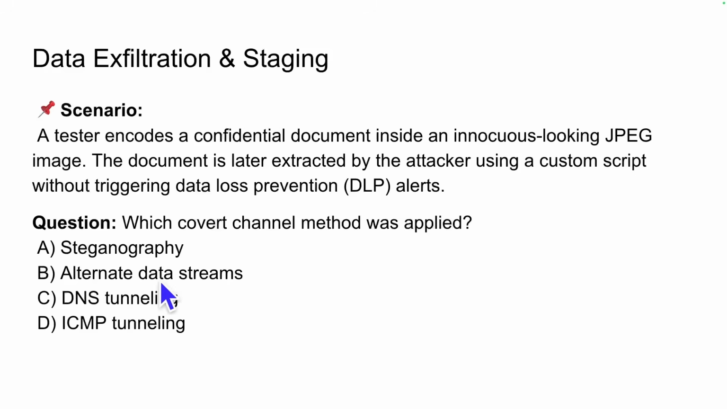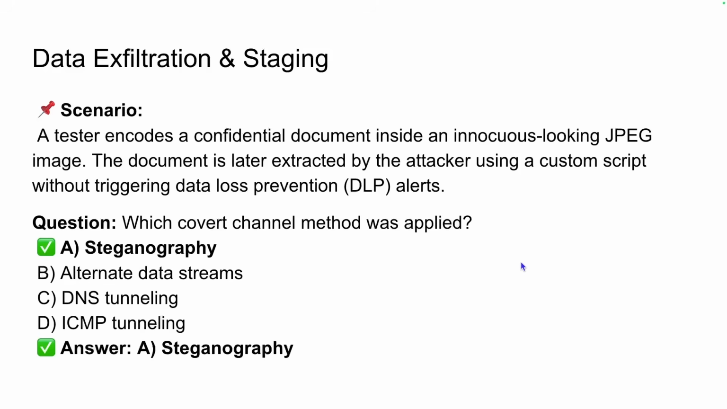Alternate data streams would be for NTFS, for the file system. And so this has to do with files, individual text files. DNS tunneling is domain name service tunneling. ICMP tunneling is ping tunneling. So this is not any of that. None of that is implied here. The biggest hint is the innocuous looking JPEG image, which would have to do with steganography.